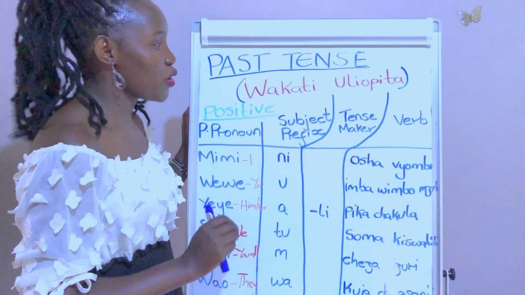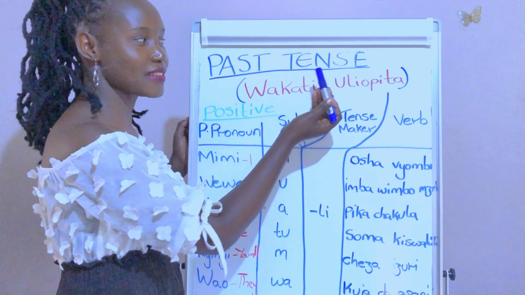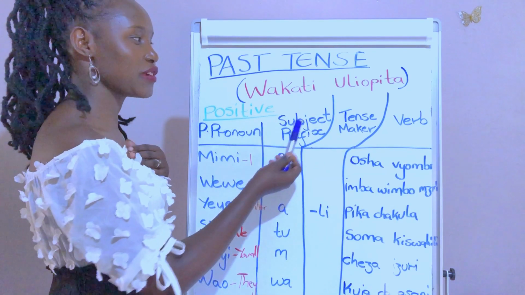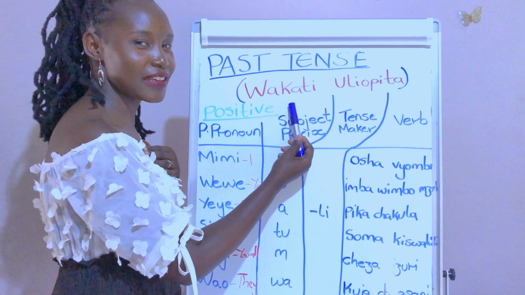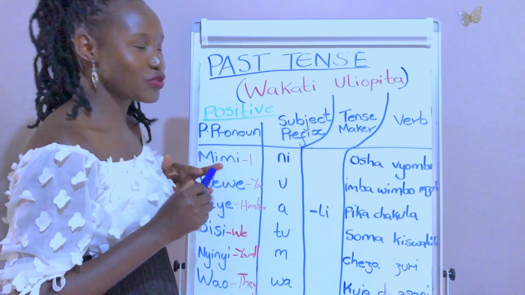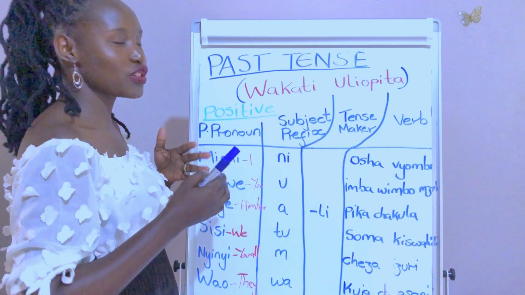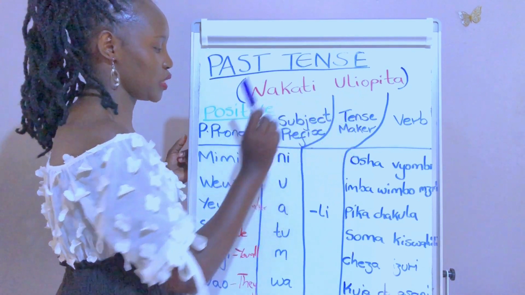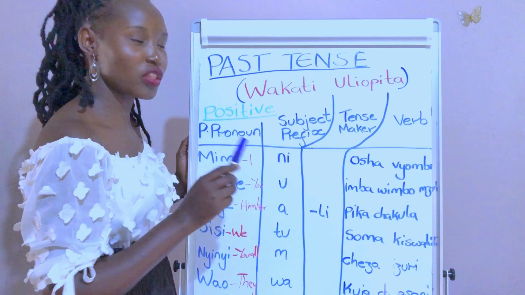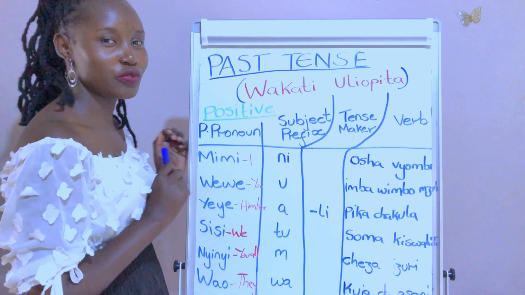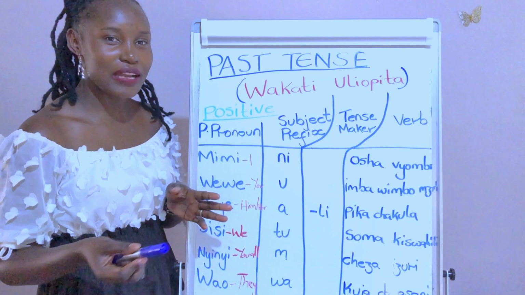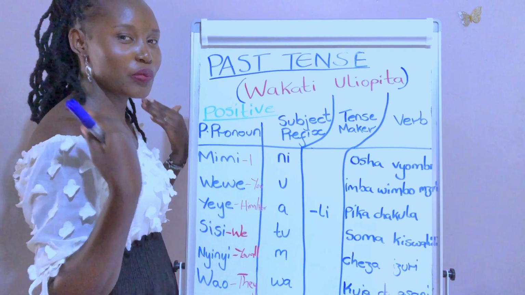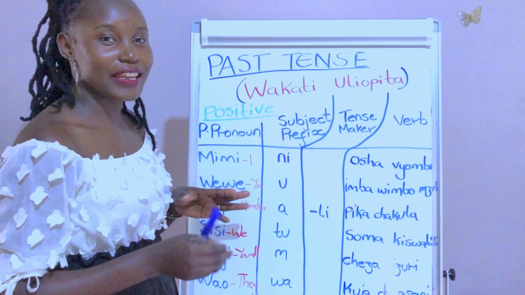As you can see on our board, we have past tense, which we simply say in Swahili, wakati uliopita. This is a tense which we use to explain things which already happened some time back. And today we are dealing with both positive form and negative form. But it's going to be an easy one since we already did the same in present perfect tense and in present tense, both positive and negative form.